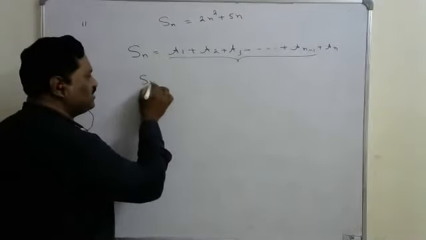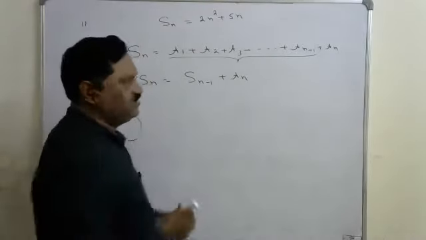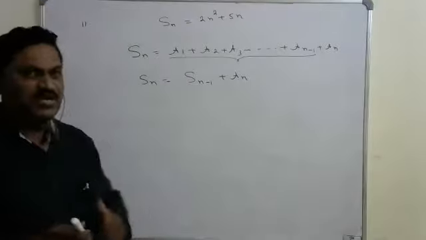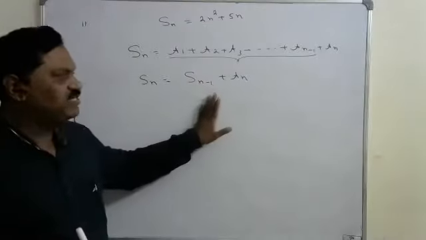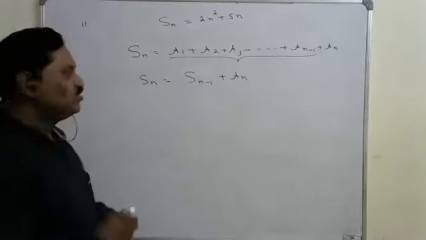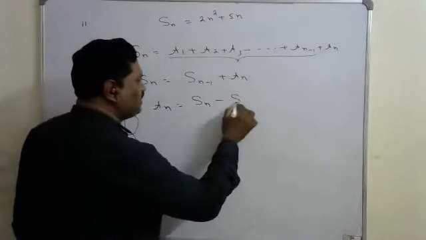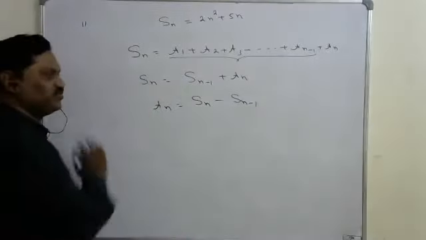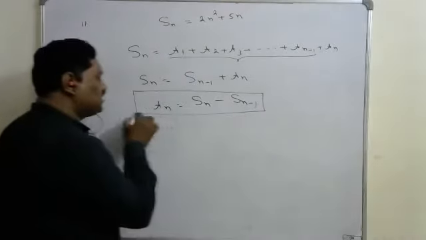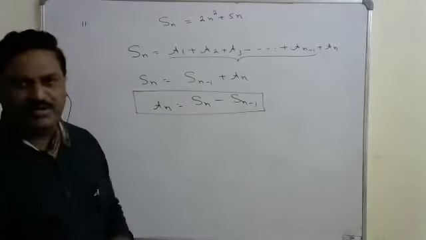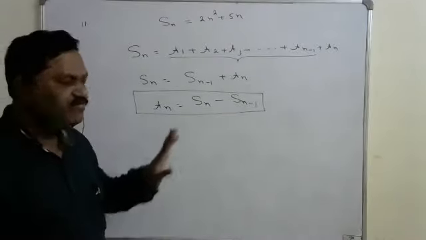So I can write that Sn is equal to Sn minus 1 plus Tn. If I consider up to the n minus 1, that represents the sum of n minus 1 terms, which we can represent by Sn minus 1. Then the last term will be plus Tn. Therefore, Tn is equal to Sn minus Sn minus 1. This is the formula we will use to find the nth term whenever we know the sum of the n terms. Not only for the AP, this formula we can apply for any series. For all series, this is the formula we will use.